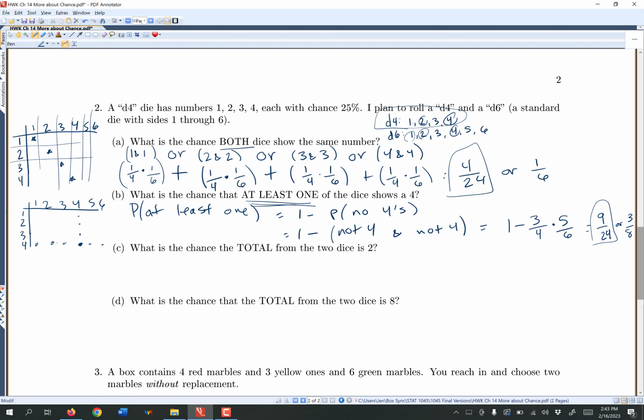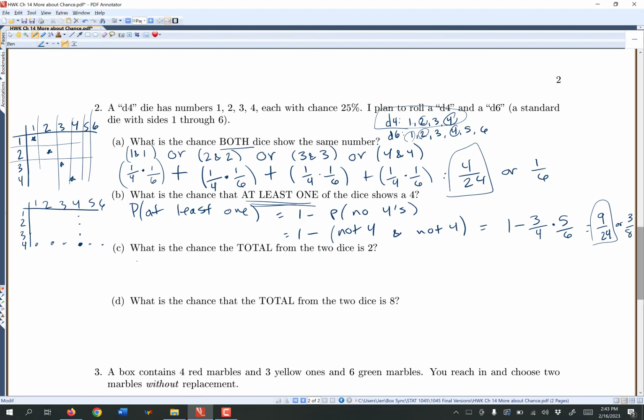Now let's count them all up. So I have 1, 2, 3, 4, 5, 6, 7, 8, 9. Notice we don't want to double count that. It was in the row and the column, but we don't double count things. So we had 9 possibilities out of 24 spots to give us what we wanted.